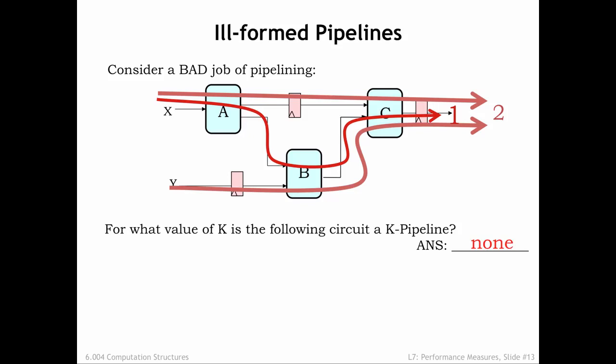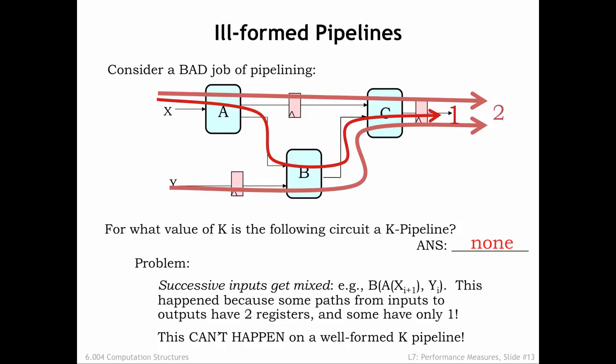Why do we care? We care because this pipeline circuit does not compute the same answer as the original unpipelined circuit. The problem is that successive generations of inputs get mixed together during processing. For example, during cycle I+1, the B module is computing with the current value of the X input, but the previous value of the Y input. This can't happen with a well-formed K pipeline, so we need to develop a technique for pipelining a circuit that guarantees the result will be well-formed.